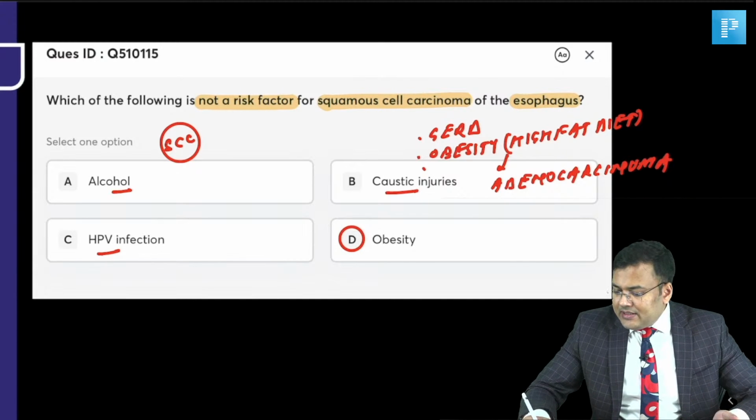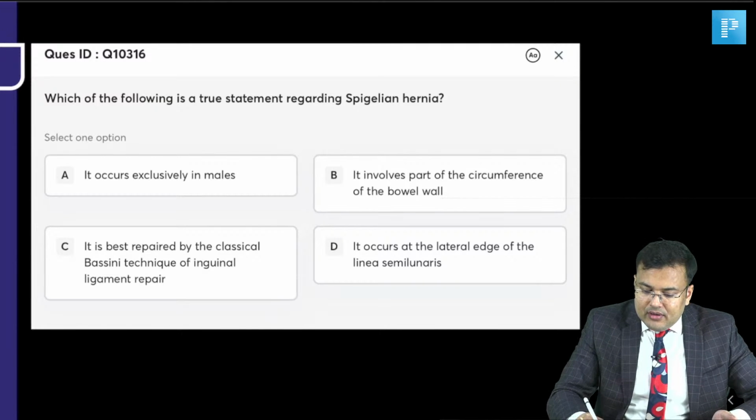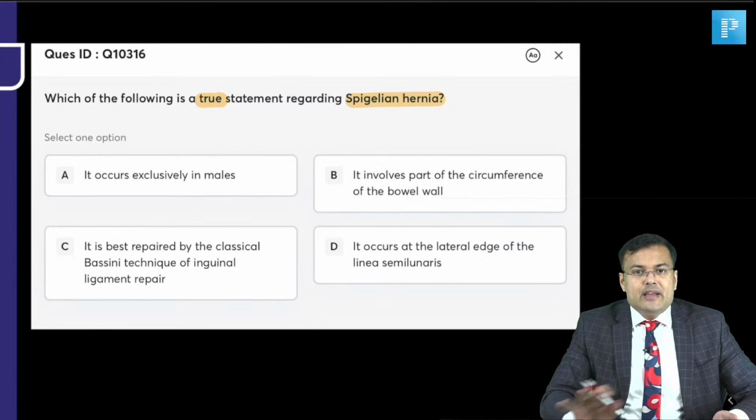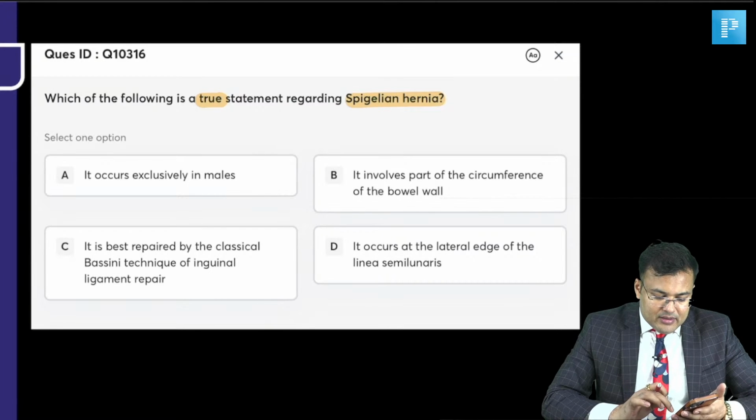Okay. Next. Tell me guys, it's a very easy question. Which of the following is true regarding spigelian hernia? Easy question. Let me see who is going to reply to this question correctly.